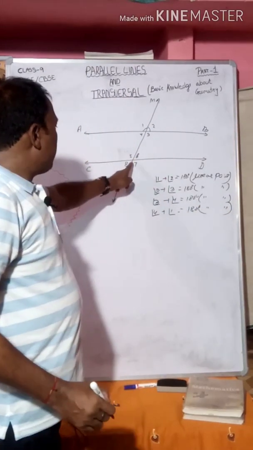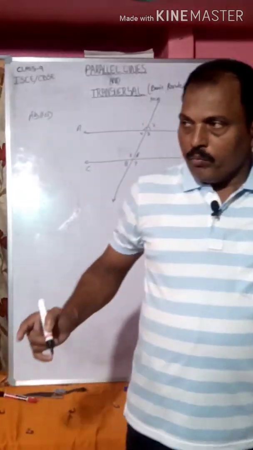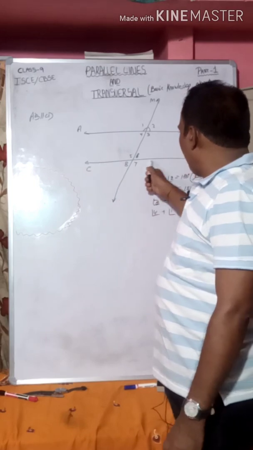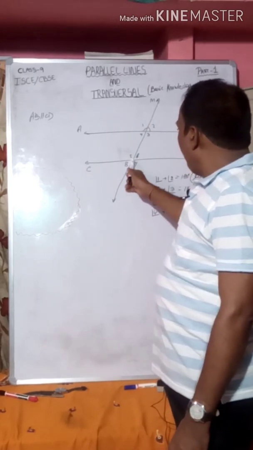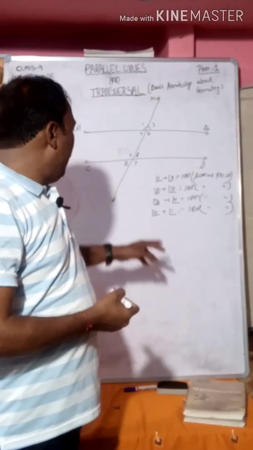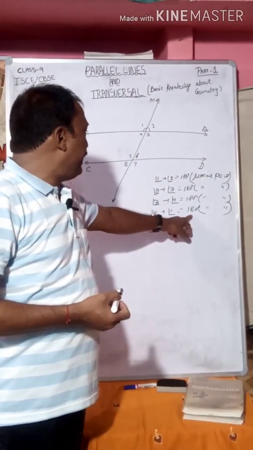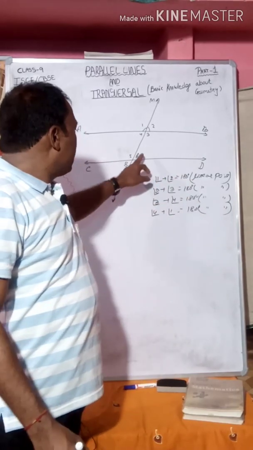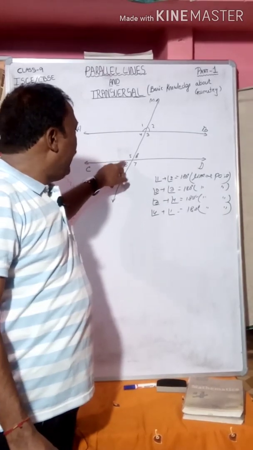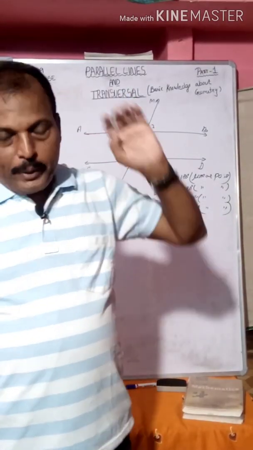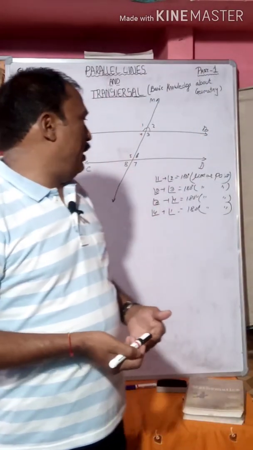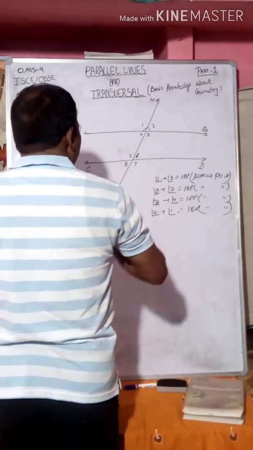And likewise at this point we can find the linear pairs. Angle 5 plus angle 6, this is a line, this is a ray. So angle 5 plus angle 6 is equal to 180 degrees. That is a linear pair. 6 plus 7 is 180 degrees. 7 plus 8 is 180 degrees. And 8 plus 5 is 180 degrees, because they are a linear pair. Now you can write this point.